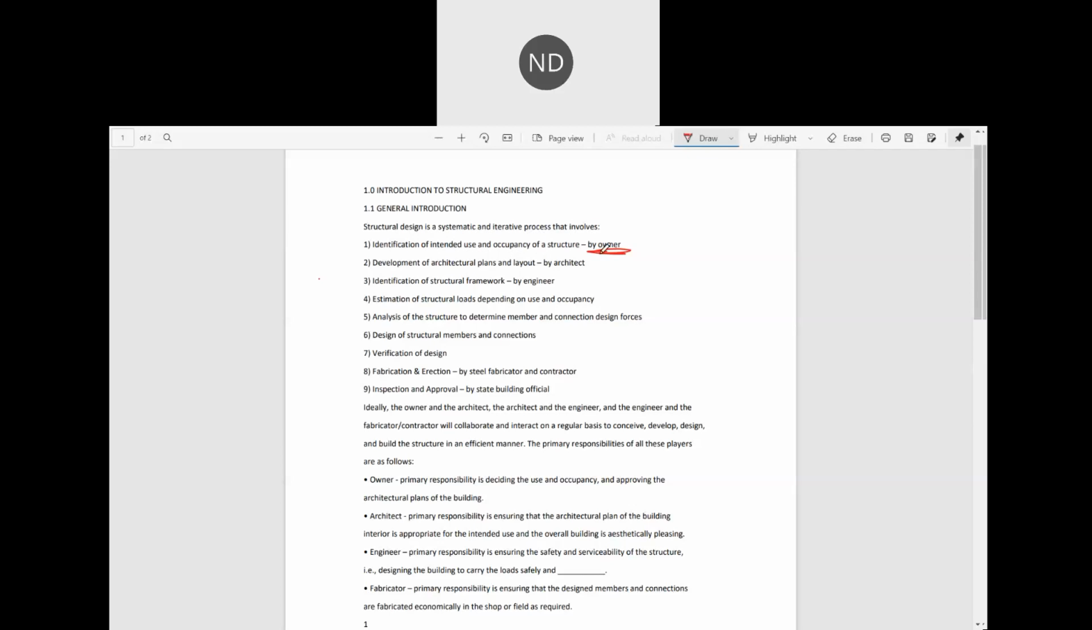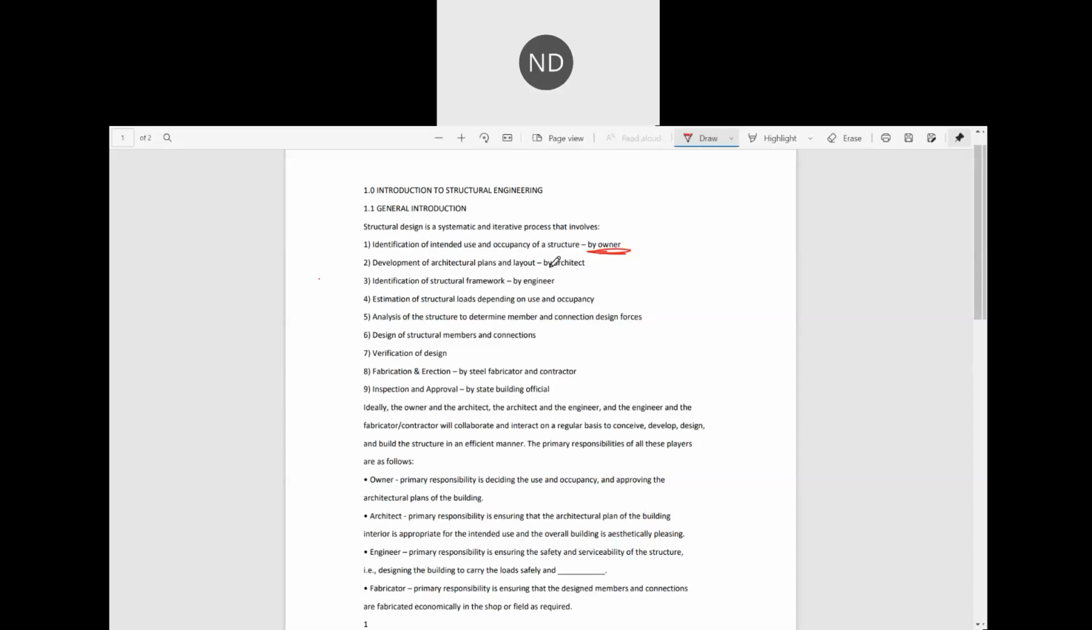There are different processes or steps when we do the designing of structures. The owner will be identifying the intended use and occupancy of a structure, like how many people are going to stay there, whether it is a flat, or just a ground floor G plus one building. That depends upon the owner. Before structural designing, this is the owner's duty.